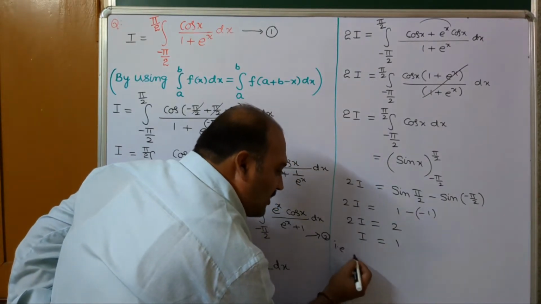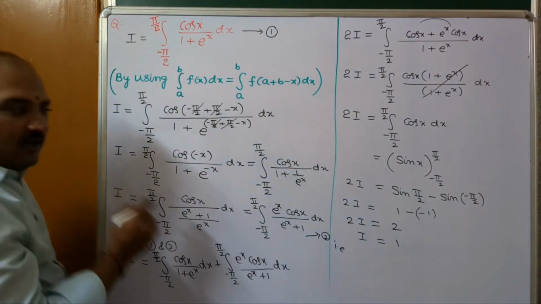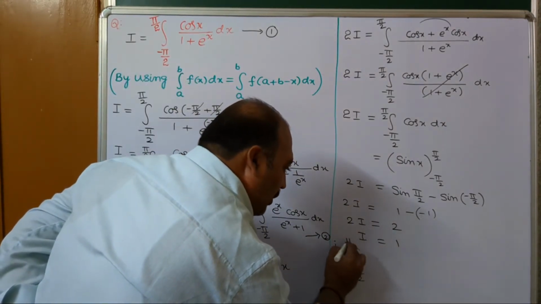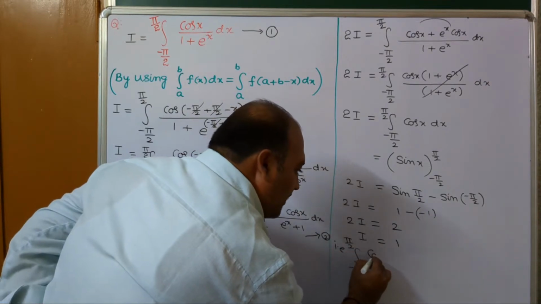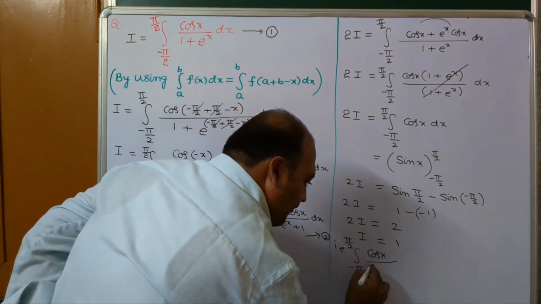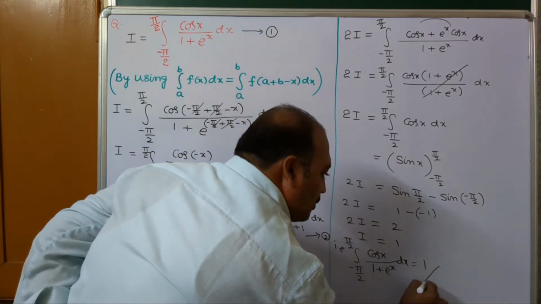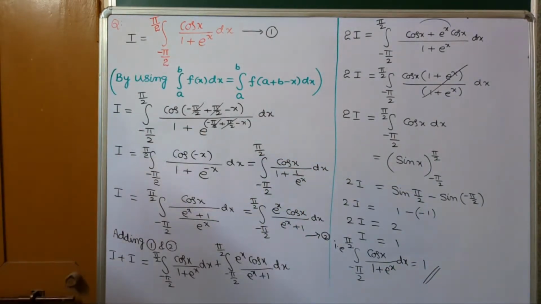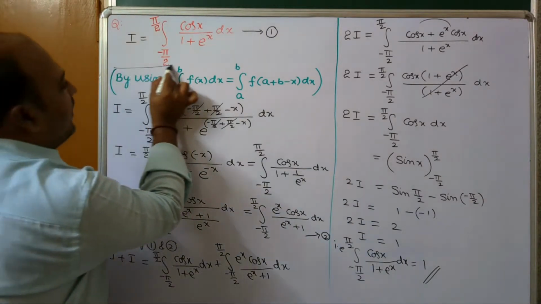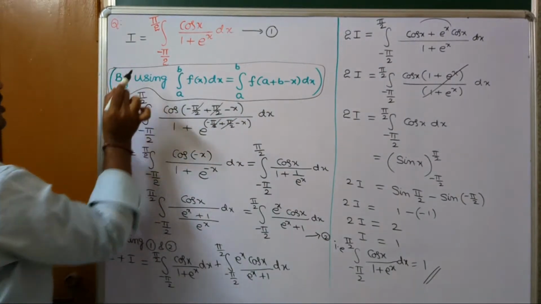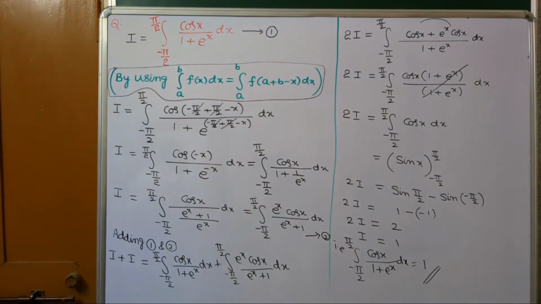That is, what is I? I means the given integral, that is, integral minus pi by 2 to plus pi by 2 cos x divided by 1 plus e power x into dx is equal to 1. I hope you understand. This property is very important for students. So based on this property only, we did the problem. I hope you understand. We'll move to another question.